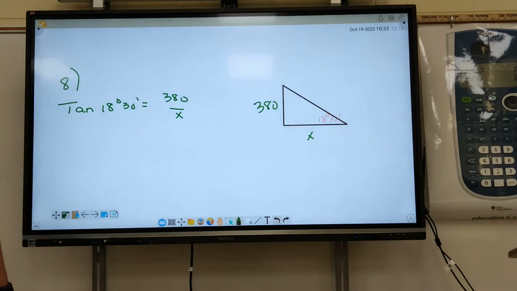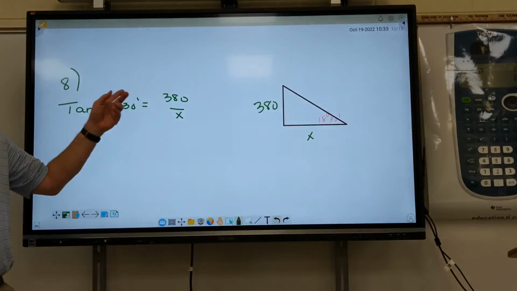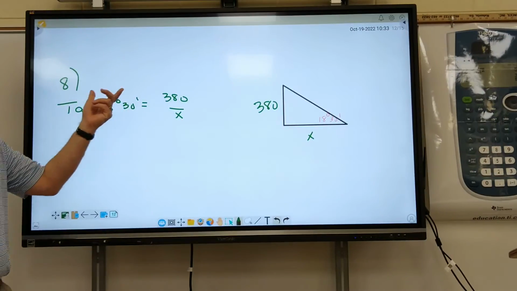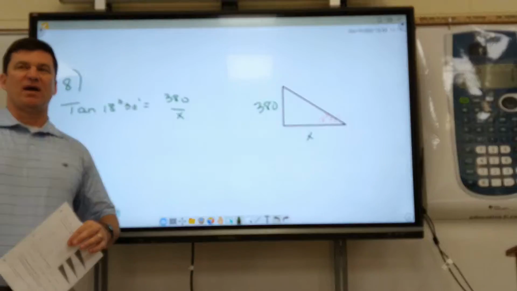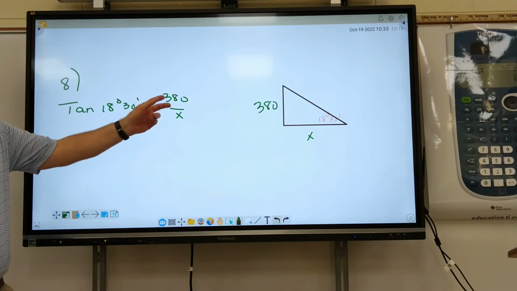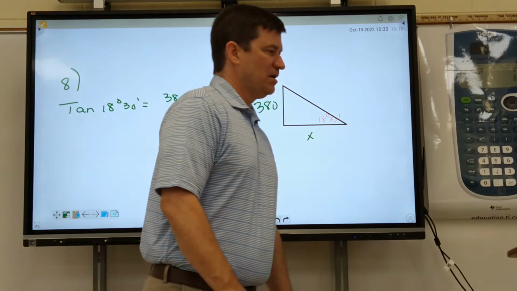So now what do we do here to find our answer? Nope. X is on the bottom. I'm going to move x over here, and I'm going to replace it by moving tangent of 18 degrees, 30 minutes on the bottom. Guys, it's the same as cross multiplying. I'm just letting y'all do the shortcut. So 380 over the tangent of 18 degrees, 30 minutes. Don't make it a decimal.